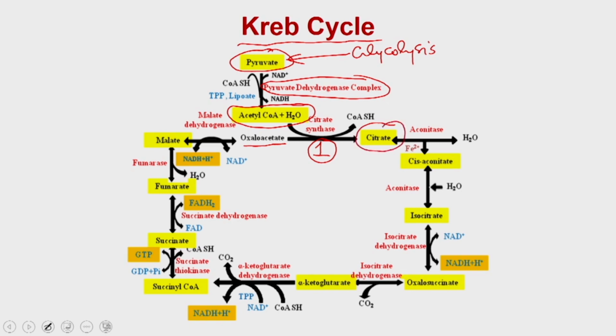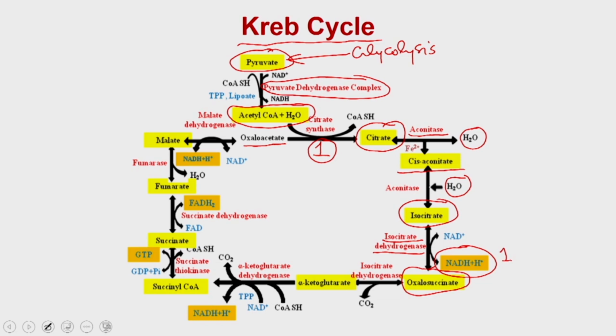The citrate is utilized by aconitase. It is a dehydration reaction, so one water molecule is lost, and that is how it produces cis-aconitate. Cis-aconitate generates isocitrate. Now, this isocitrate is used by isocitrate dehydrogenase, and in this reaction, isocitrate is converted into oxalosuccinate and one molecule of NADH is produced. So, this is the first NADH produced in the Krebs cycle.